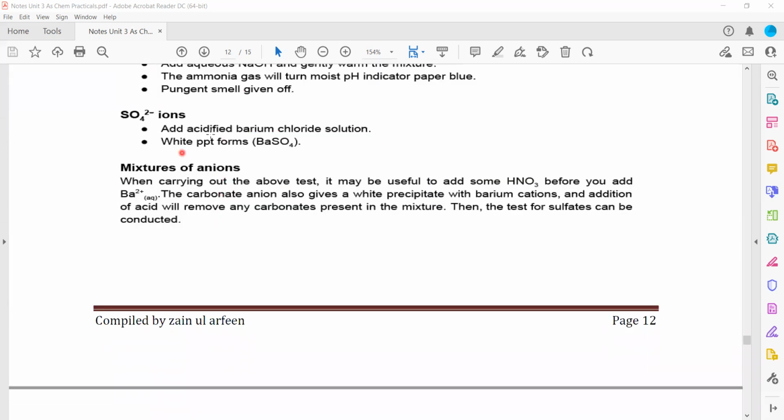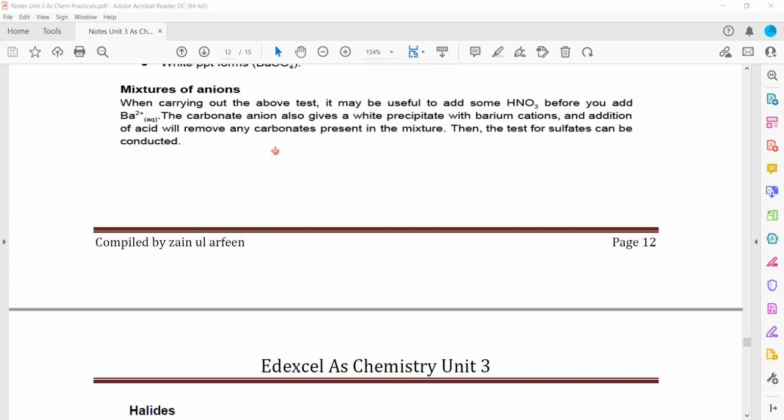If you want to test the sulfate ion, we can add barium chloride or barium nitrate, and it will give a white precipitate. When carrying out these tests, we should always add nitric acid before adding any substance. The reason is that all nitrates are soluble, so it will turn into a nitrate compound. Otherwise, the result might be interfered with. Carbonate ions also give a white precipitate with barium cations, and addition of acid will remove any carbonate present in the mixture. Then the test for sulfate can be conducted.